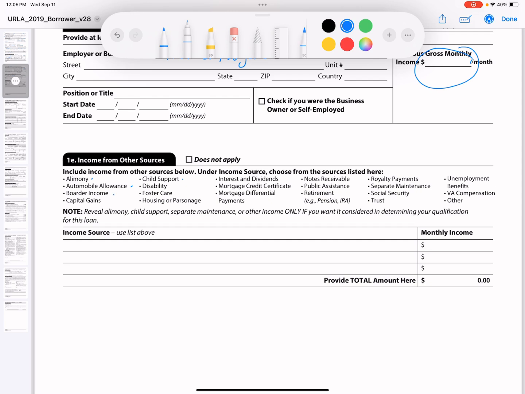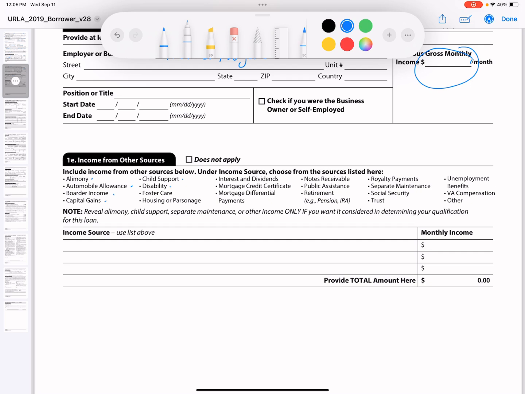Boarder income is a little trickier. A lot of loan programs aren't going to allow that, but some do. So you may as well disclose it and see if they give you a path towards using that income as part of your qualified income. Capital gains, that would be found on your tax returns.